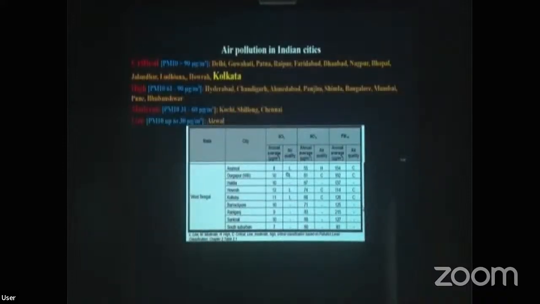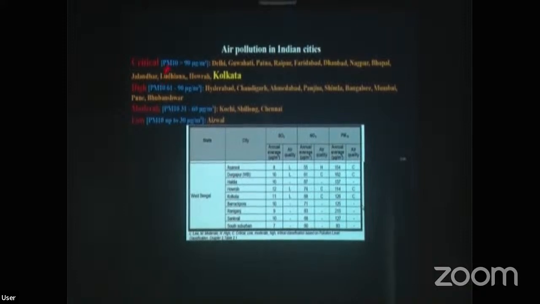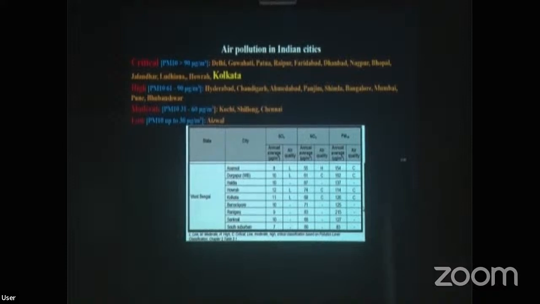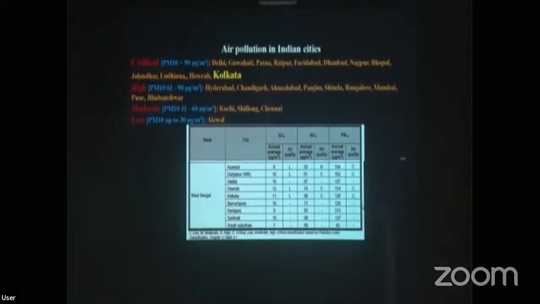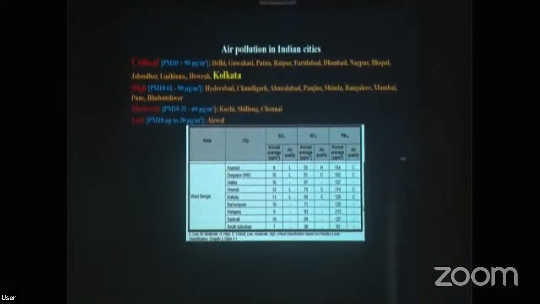Now, what's the scenario in India? If we look at this panel of polluted cities, in the classification, Kolkata is under the critically polluted cities, which has particulate matter pollution of more than 90 milligram per meter cube. And West Bengal is one of the most polluting states, having so many polluting cities, including Kolkata, Durgapur, Haldia, and others also.